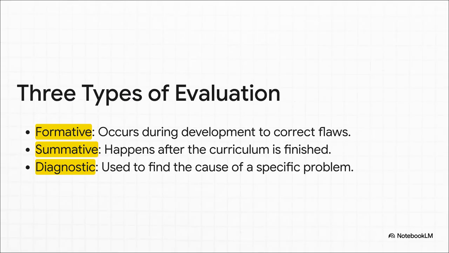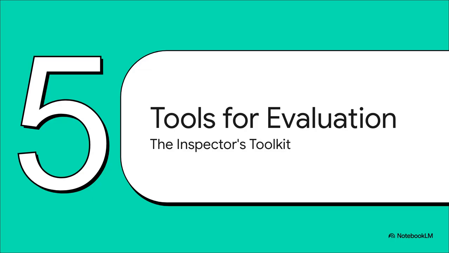These inspections can actually happen at different stages. Think of it this way. Formative evaluation is like checking the wiring and plumbing while you're still building the house. Summative is the final walkthrough after everything is finished. And diagnostic, that's when a light is flickering and you need to bring in an expert to find out exactly what's wrong. So, what specific tools are in this inspector's toolkit?